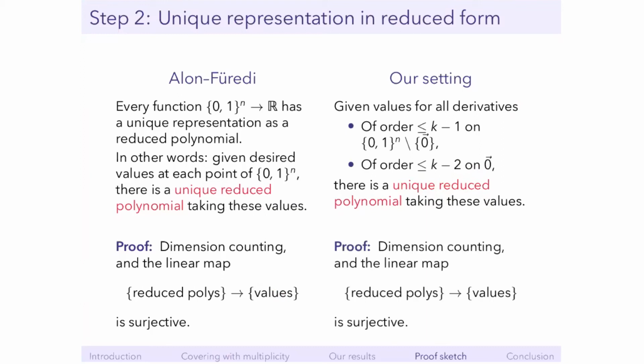And the proof is literally word for word identical. You just need to count the dimensions, but it's not too hard an enumerative problem: the number of such derivatives and values thereof is actually the same as the dimension of the space of reduced polynomials. So you count these dimensions, they're equal, and then again, this map is surjective, which implies that it's an isomorphism, and that implies that there's a unique reduced polynomial that takes the values that I prescribe for you. So again, I'm not going to do the actual counting for you, but believe me that it's not too bad. And this is the version of step 2 that we need for our proof.